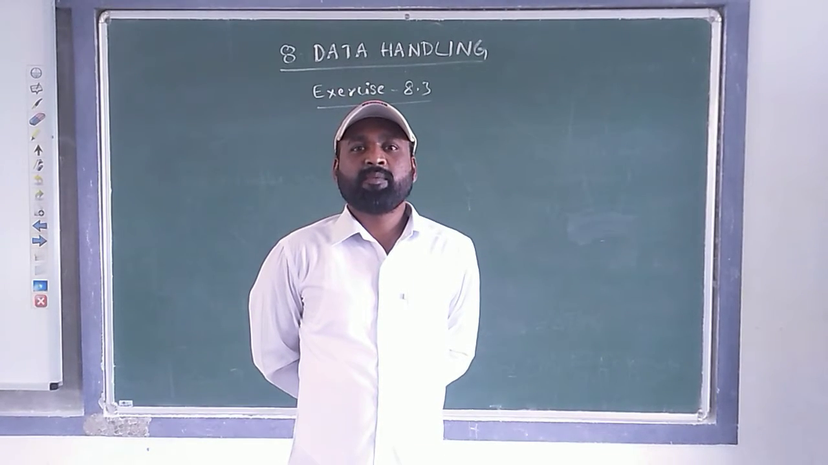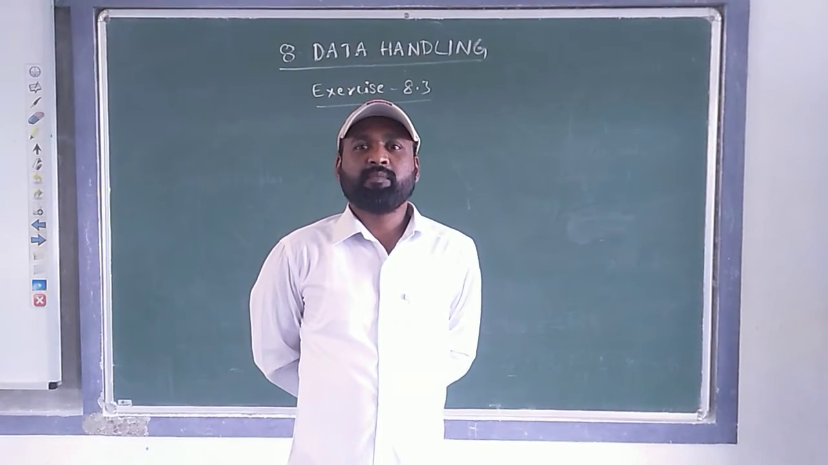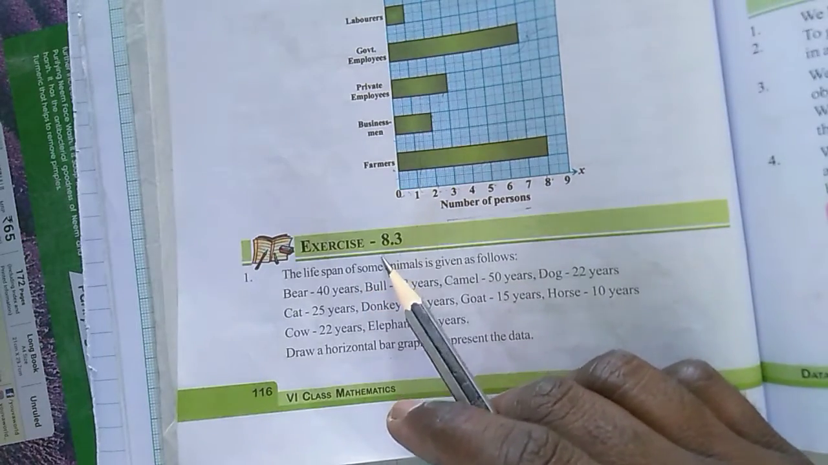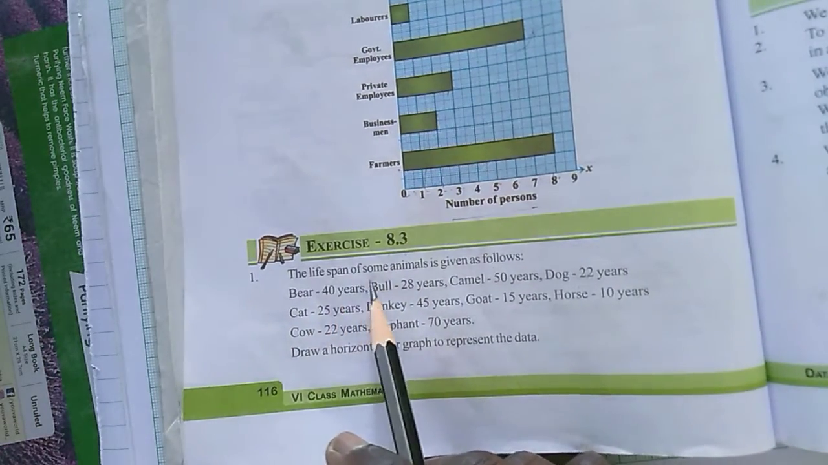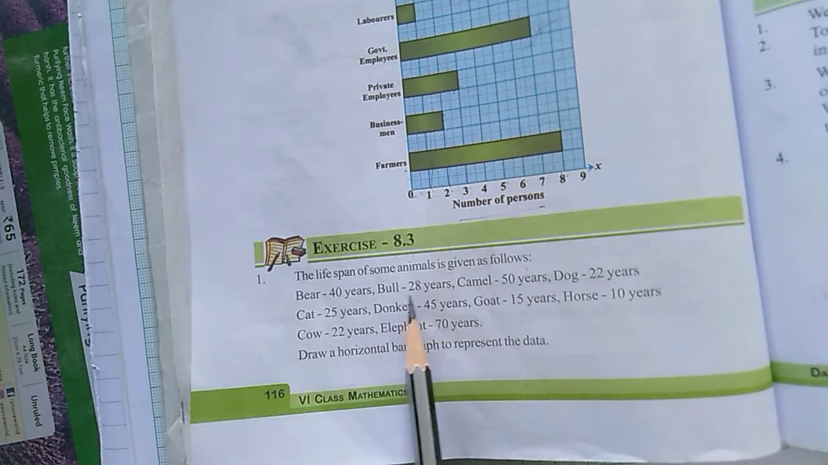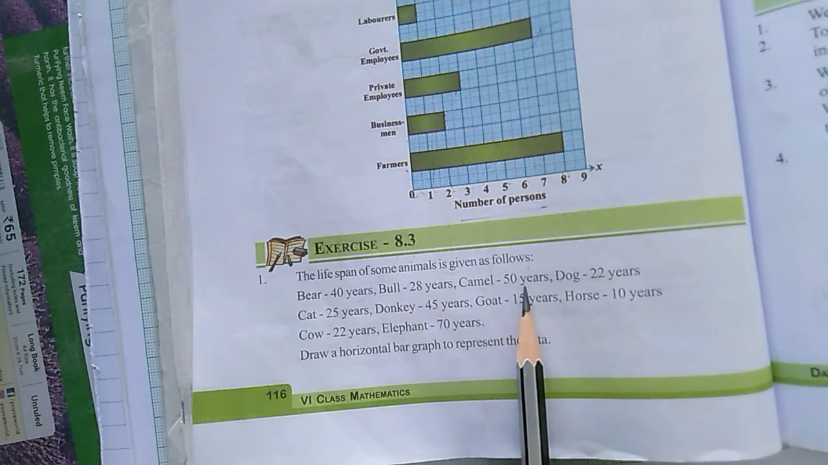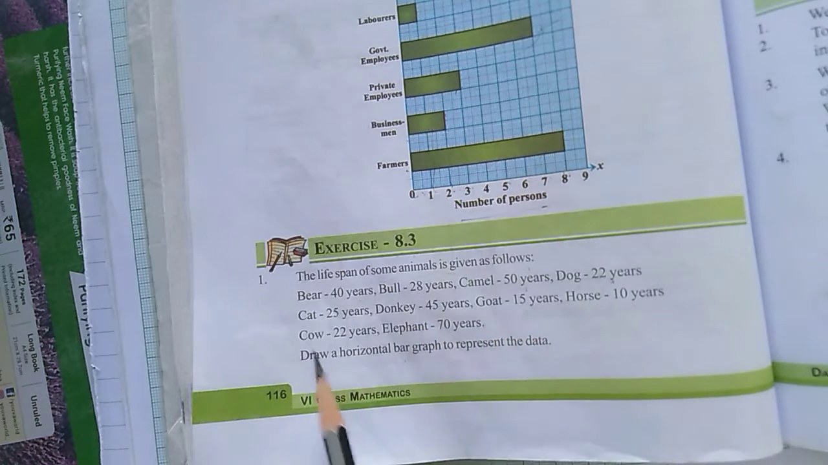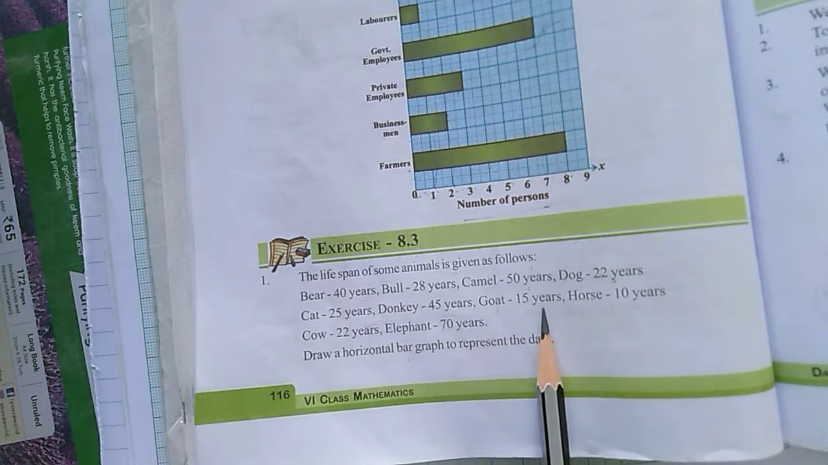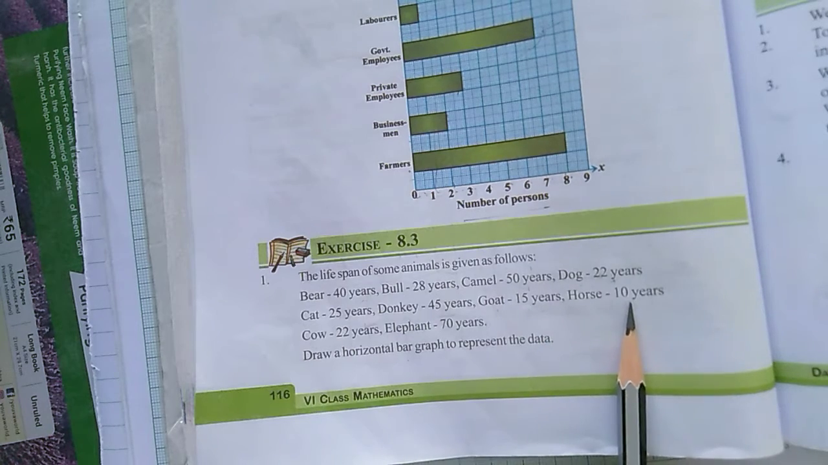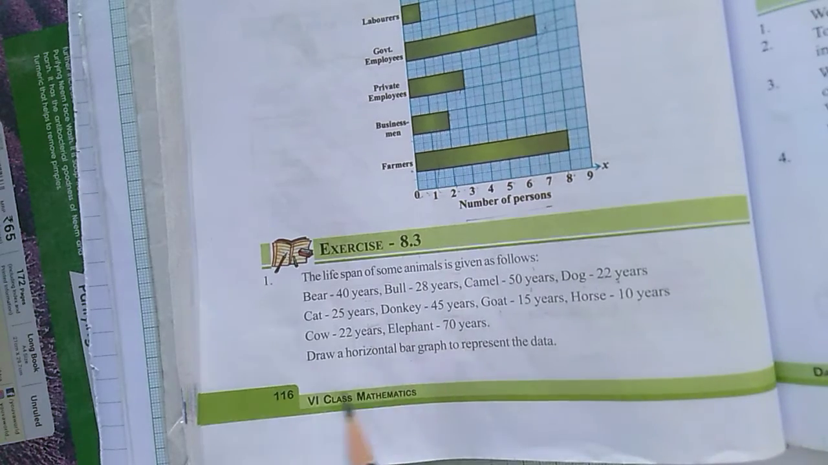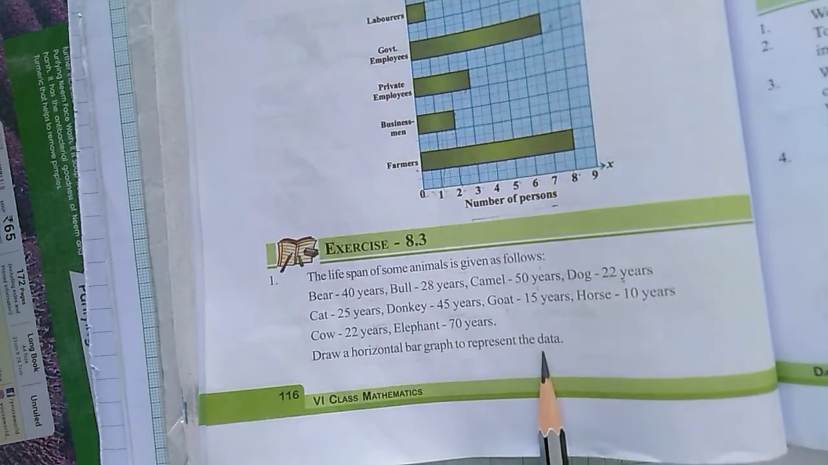Today we are going to discuss bar graphs, horizontal bar graphs and vertical bar graphs, in Exercise 8.3. Let's see Exercise 8.3, question 1. The lifespan of some animals is given as follows. Bear 40 years, bull 28 years, camel 50 years, dog 22 years, cat 25 years, donkey 45 years, goat 15 years, horse 10 years, cow 22 years, elephant 70 years. Draw a horizontal bar graph to represent the data.